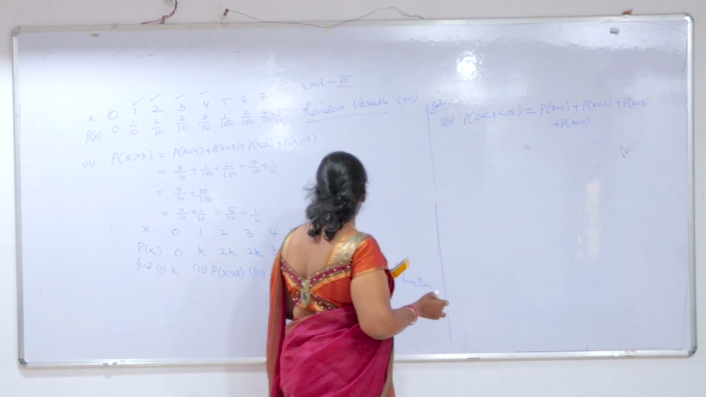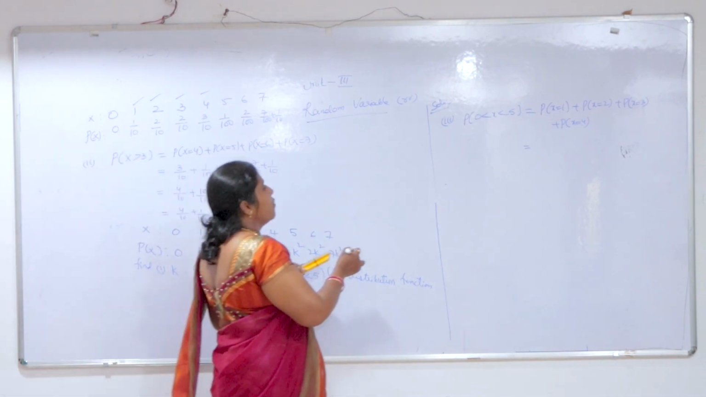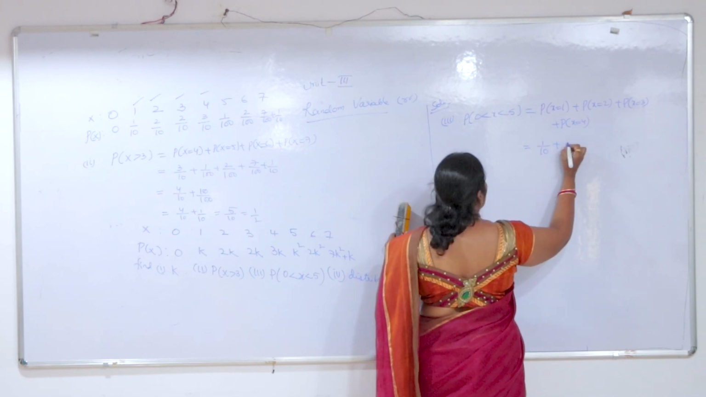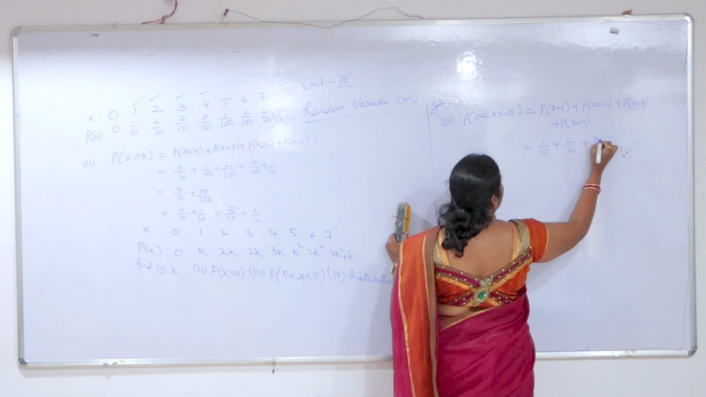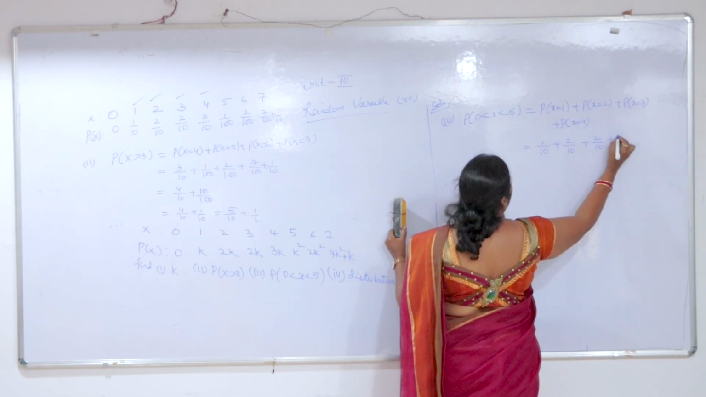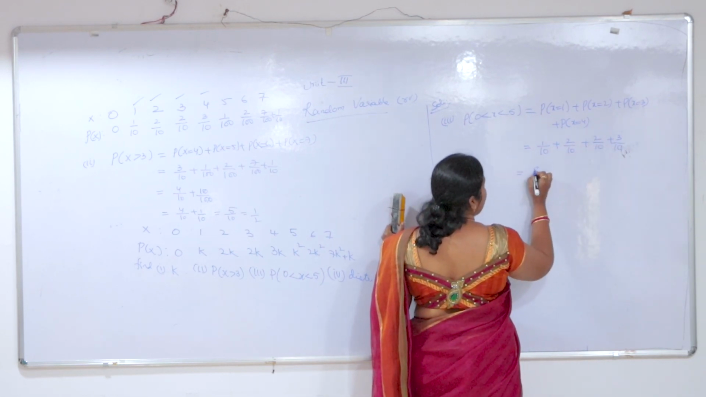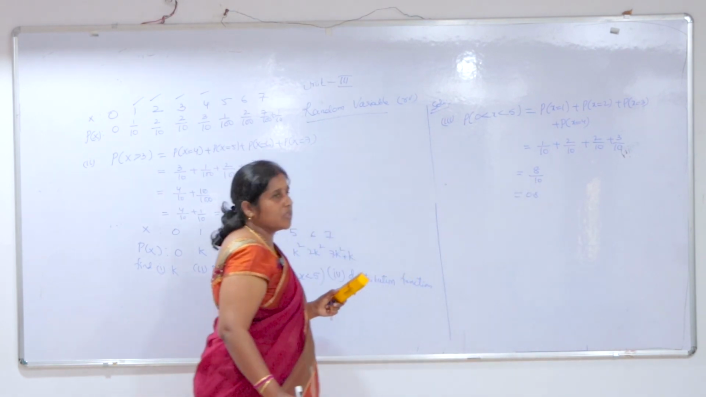So what is probability of x equal to 1? X equal to 1 is 1 by 10. X equal to 2, 2 by 10. X equal to 3, 2 by 10. X equal to 4, 3 by 10. So what values you have? 5, 6, 7, 8 by 10, which is equal to 0.8. So this is the value.